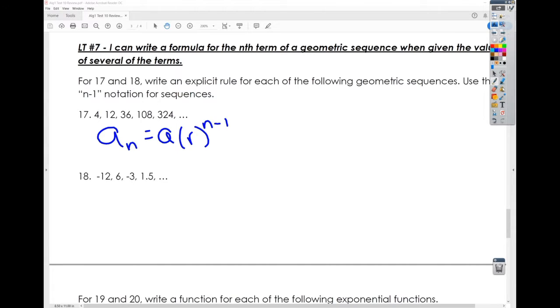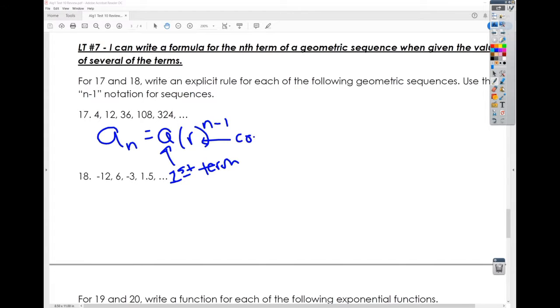All right. Now then, the two values that we need to know are the value of a, which is the first term in the sequence, and we need to know the common or constant ratio. Okay.